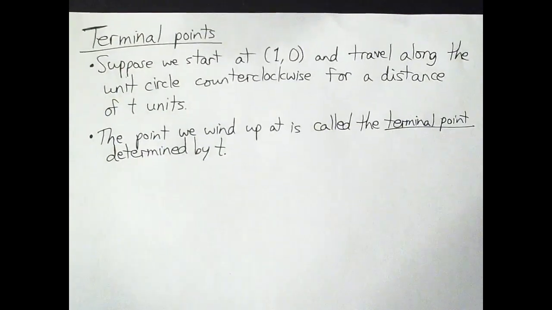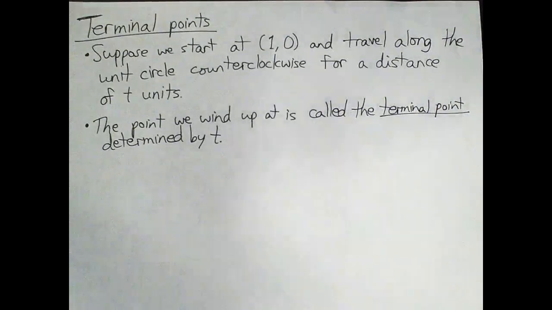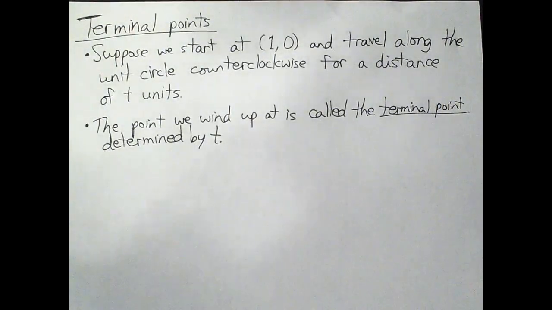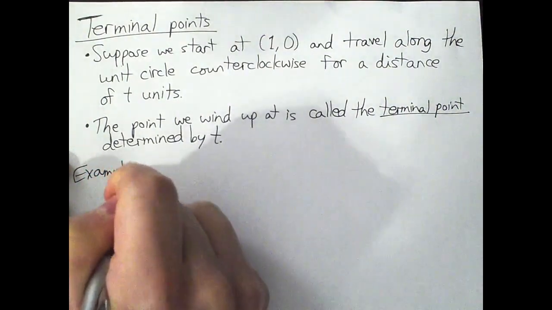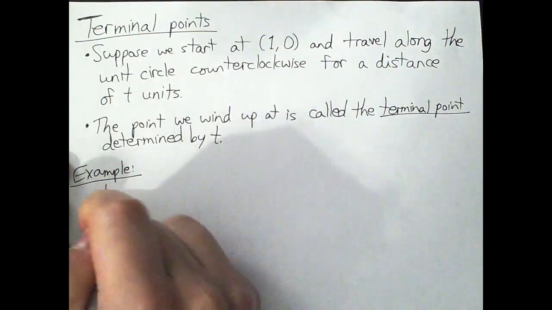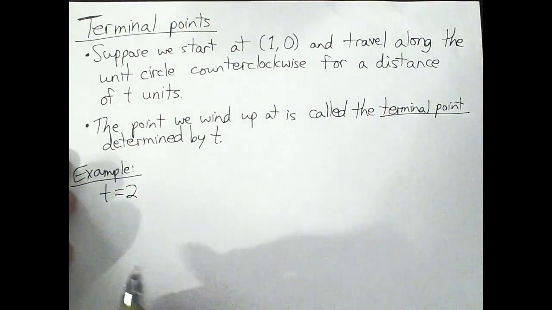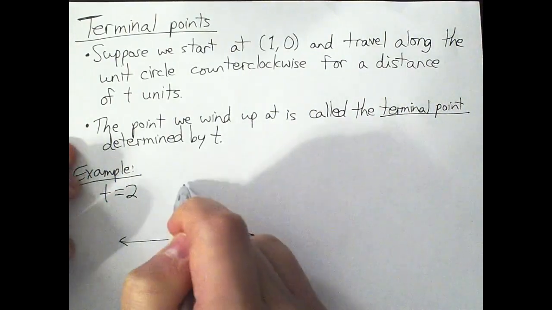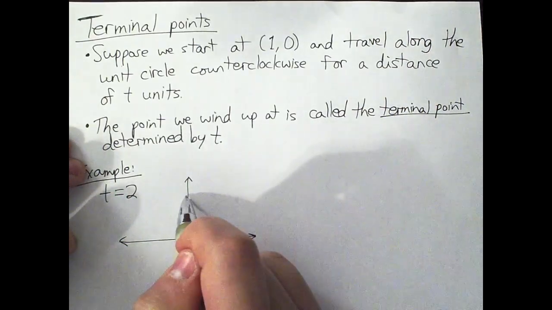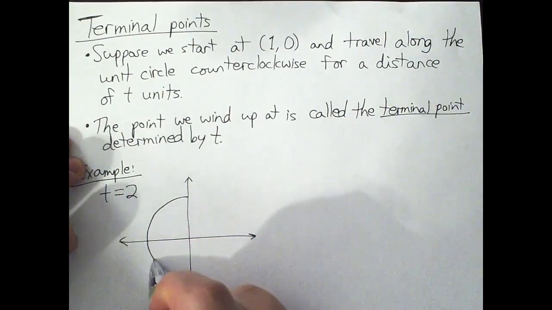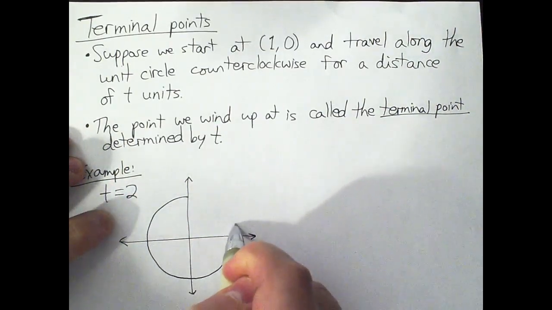If t is small, then we travel a small distance around the unit circle. If t is large, we travel a large distance around. But eventually, we've gone that far, we stop, and the stopping point is called the terminal point. I'll show you an example. So let's consider t equals 2. And I said we're going to be drawing a lot of scratch work unit circles. So draw a quick xy plane, draw a quick circle centered at the origin of radius 1.